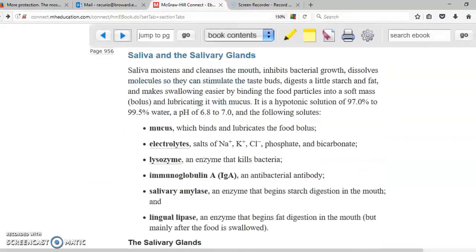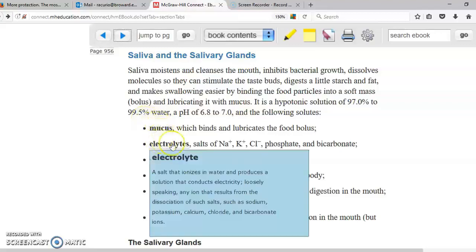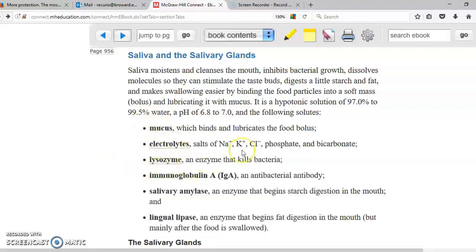The formation of saliva is just a filtration of ions and water from the capillaries that you have in your mouth. The pH of your saliva is approximately neutral, and it contains 99% water. In addition to that, what else do we have? Mucus, electrolytes, lysozyme, which is an enzyme that destroys bacteria, antibodies such as immunoglobulin A, and salivary amylase, which is going to help us with the digestion of carbohydrates. Salivary amylase is going to give you chemical digestion.